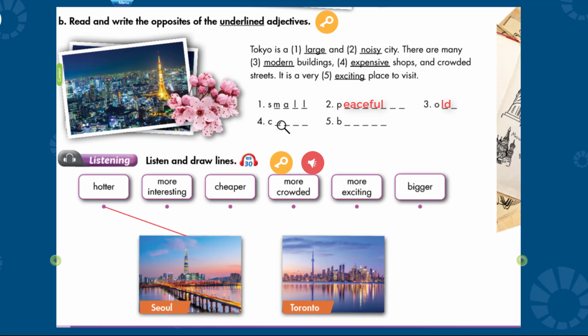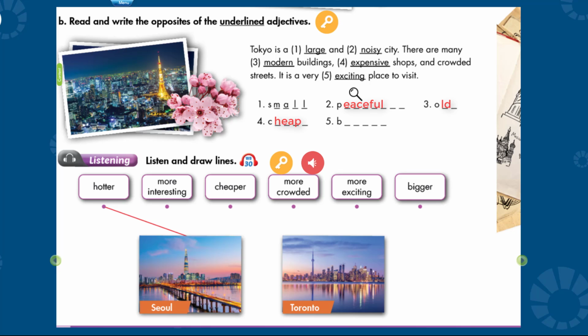Expensive shops. Expensive. The opposite of expensive is cheap, right? Cheap. Rẻ đúng không? Expensive là đắt. Và trái nghĩa của nó sẽ là rẻ. Cheap, right? Expensive shops and crowded streets. It's a very exciting place to visit. So here we have exciting.